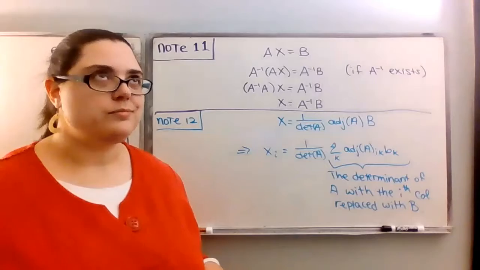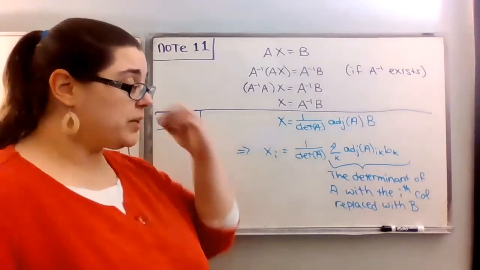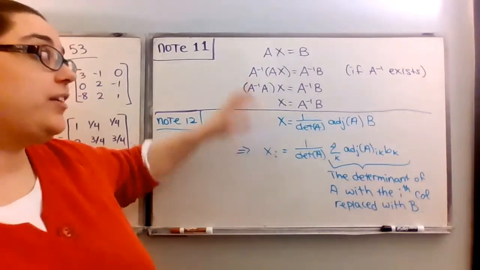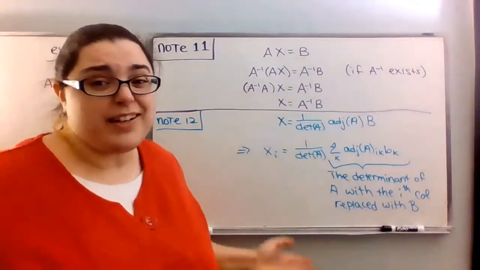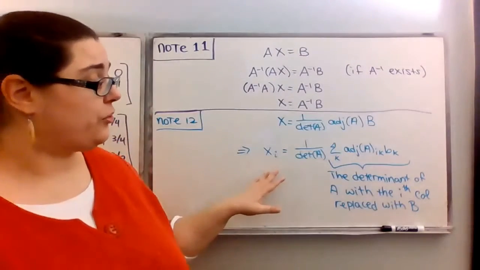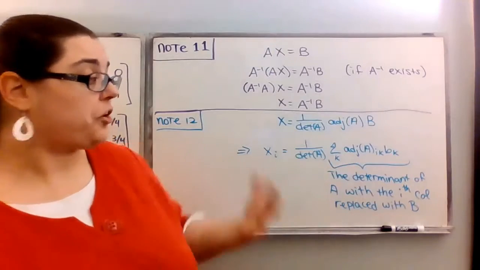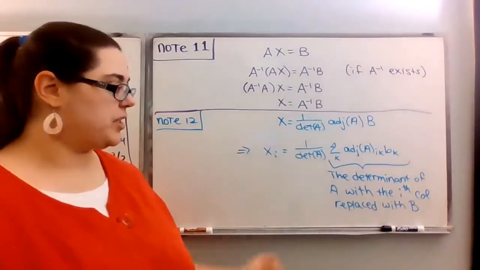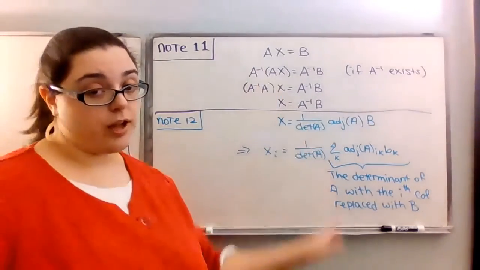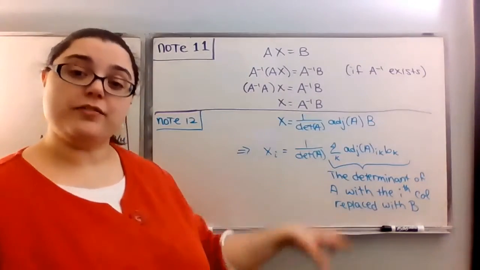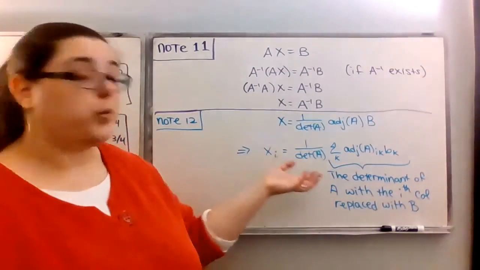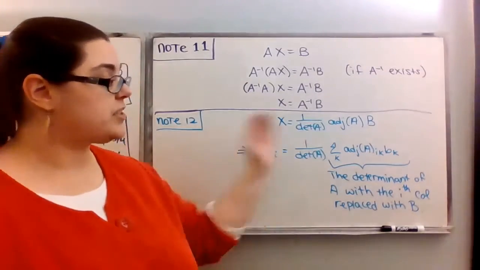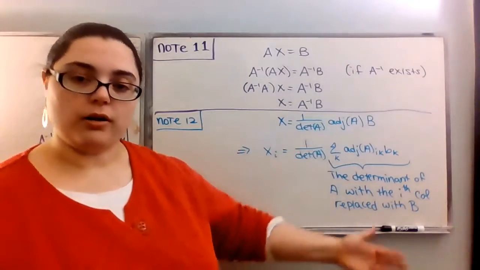Now, you might be wondering, okay, why? Why do we care? So the reason we care is because if I want to find just one value for X, I don't have to solve the whole system. I don't even have to find A inverse now. All I have to do is find the determinant of my matrix A, and then I replace whatever column I'm interested in. So if this is X4, I replace the 4th column with B and find the determinant of that matrix. And then I find their quotient, essentially. So that's all we have to do for an individual value. And of course, we could solve the system this way by doing this process for all of the entries.